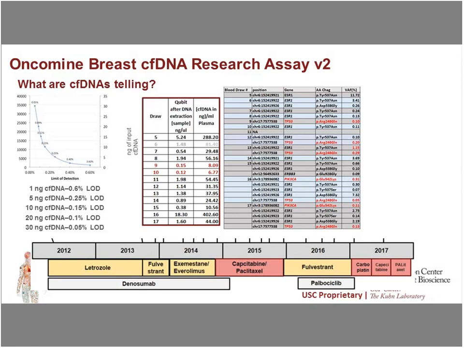We found ESR1 mutations in almost all the blood draws, starting from draw 5, the first plasma sample we tested. So this result indicates the ESR1 resistant mutation arising and being responsible for the failure of fulvestrant treatment.